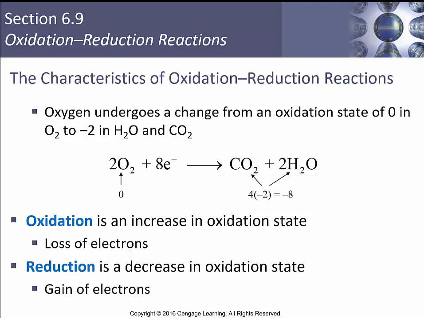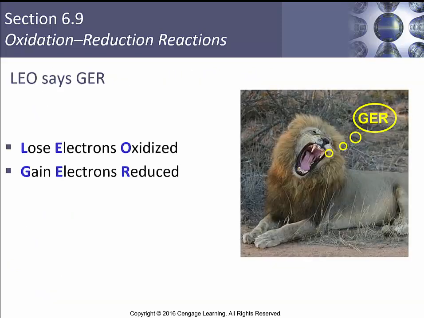We got two good ways to remember that, right? First up is LEO says GER. So lose electrons, oxidized. Gain electrons, reduced. So that's one, LEO says GER. The other one is OIL RIG. Oxidation is losing, reduction is gaining.